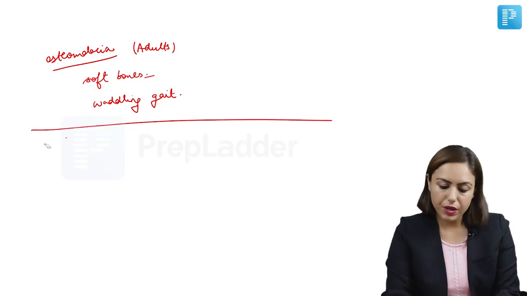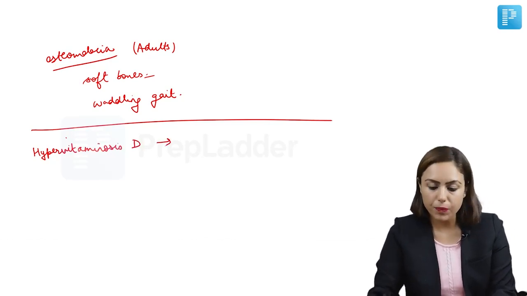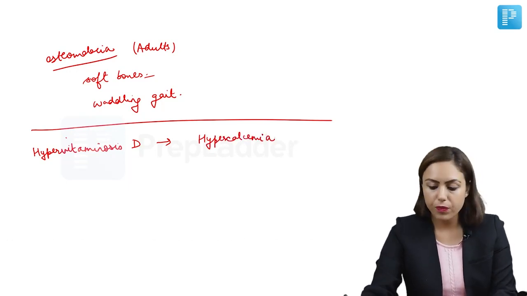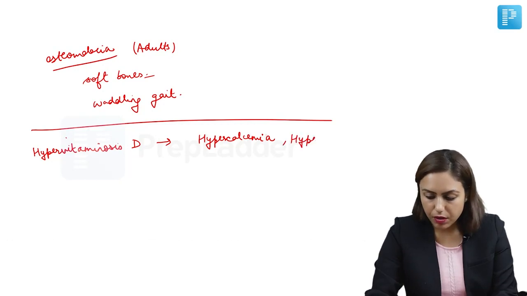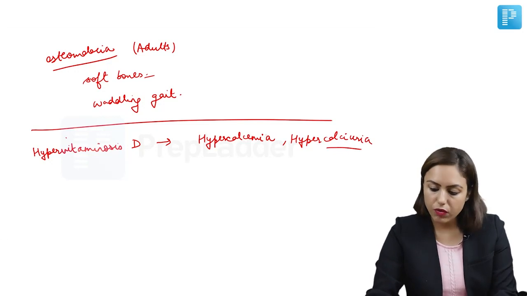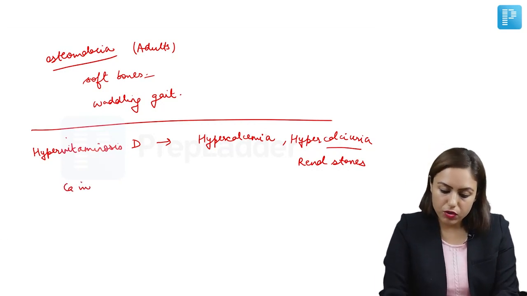Now excess of vitamin D will lead to hypervitaminosis D, in which the patient will be having hypercalcemia. Excess of calcium will be there. Hypercalcemia, hypercalciuria, due to which there will be renal calcium stones, and deposition of calcium in soft tissues also.